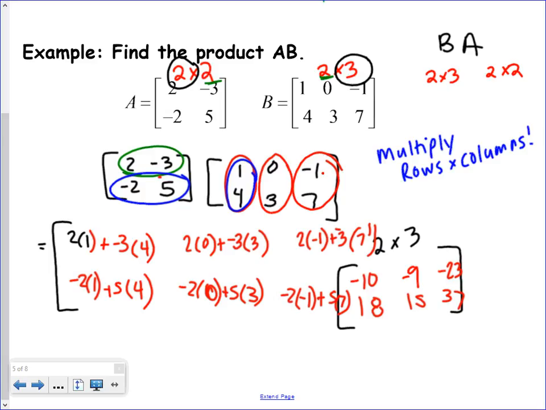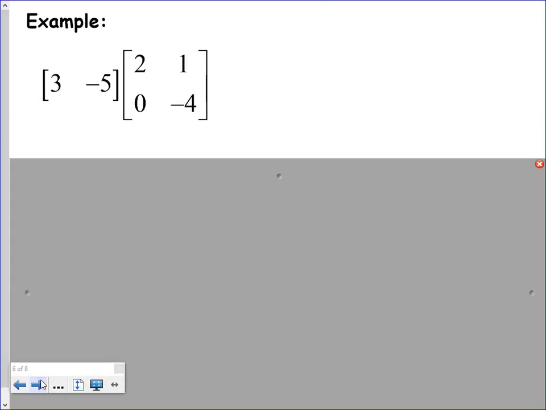You guys are right, because the columns in matrix 1 don't match the rows in matrix 2. So where we normally say multiplication is commutative, 3 times 5 is 5 times 3, that's not true for matrices. Multiplication is not commutative. It doesn't work both ways. Okay, could you please try this one on your own?